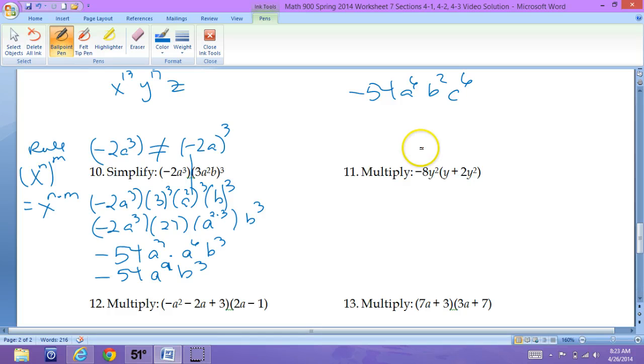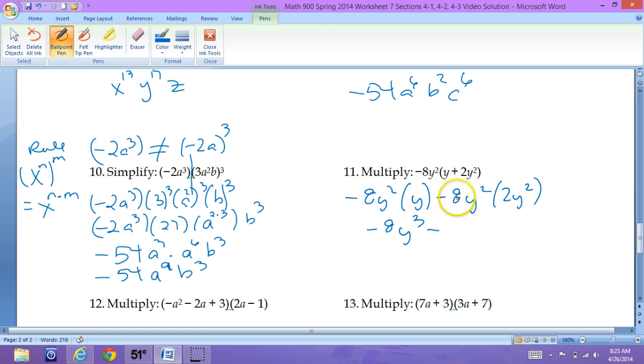Okay, so now we're multiplying. So that means it gets distributed. So negative 8y squared gets distributed to the y. And then minus 8y squared gets distributed to 2y squared. So combining these now by multiplication, we get negative 8y cubed minus 16 y to the 2 plus 2, because we're following the rule at the top of the page, not this rule, is 4.